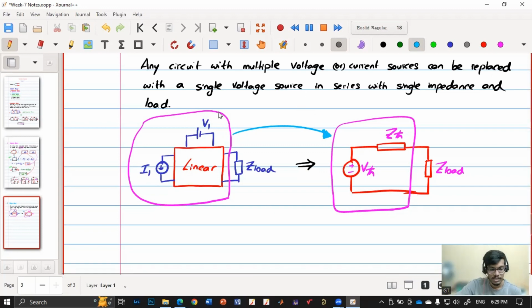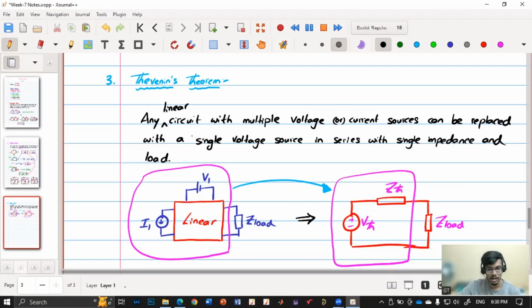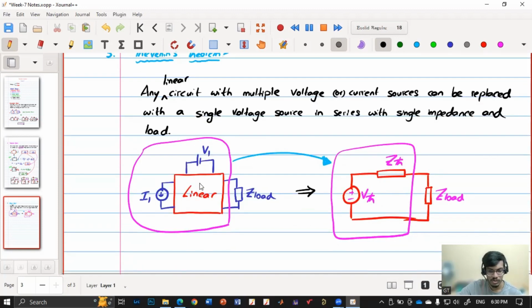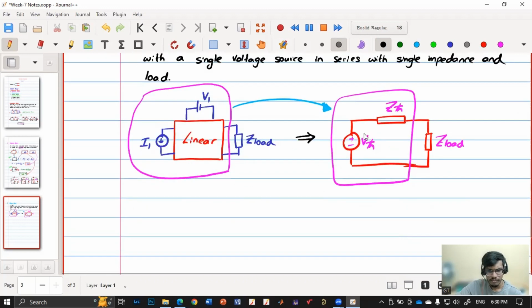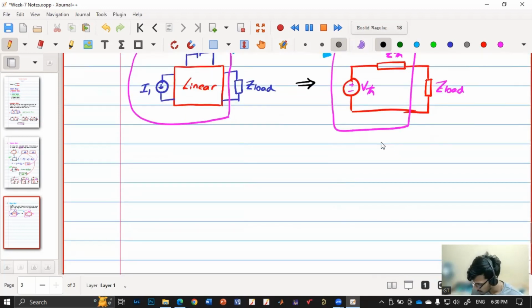This theorem says this entire circuit, any linear circuit, these are all linear. Any linear circuit with multiple voltage or current sources can be replaced with a single voltage source in series with a single impedance and the load. So we'll have a structure of one voltage source in series with two impedances. One is the single impedance, also called the Thevenin impedance, and the other is the actual load in the circuit. So now the question is, what are VTH and ZTH, and how do we find them?